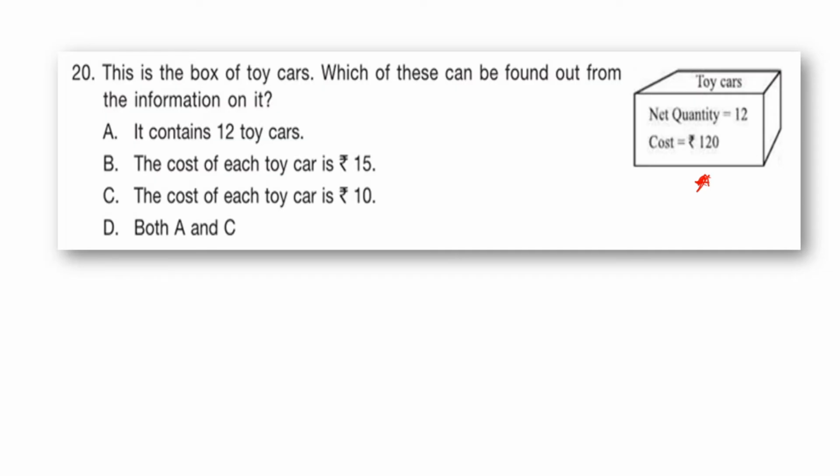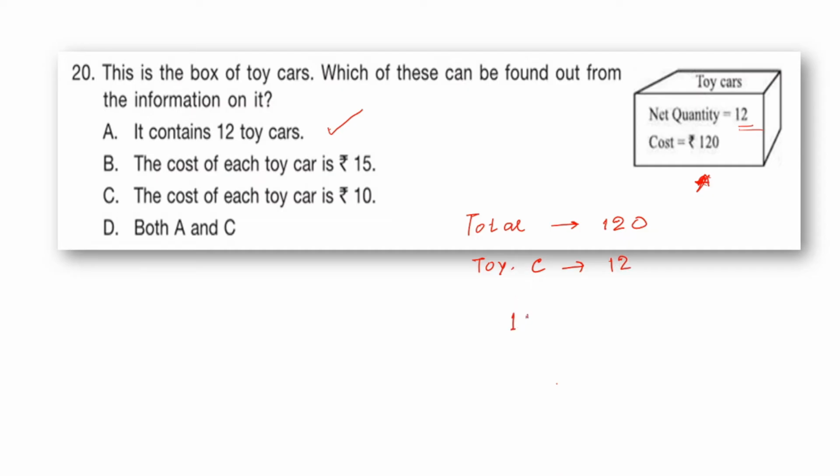Well, let's look at this together and let's look at each statement. Now, option A says it contains 12 cars. Let's look here and it says net quantity is 12. So, option A is correct. Let's move ahead. Now, B and C mention the cost of each toy car is either 15 or 10. Now, let's find out what is the cost. If the total cost in the box is 120 and there are 12 toy cars, now each of them will have the same price.